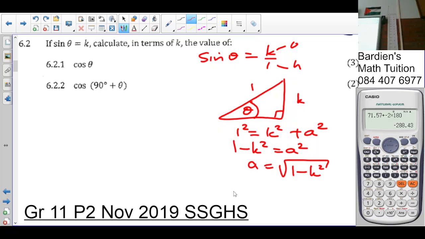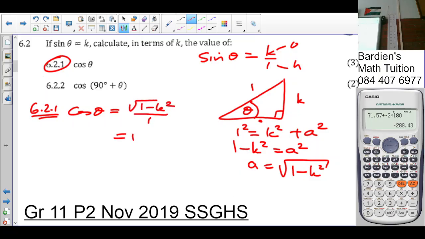Okay. So 6.2.1, cos of theta. Cos is adjacent, which is the square root of 1 minus k squared, over hypotenuse, which is 1. You could have gone from cos of theta straight into that answer. Okay?